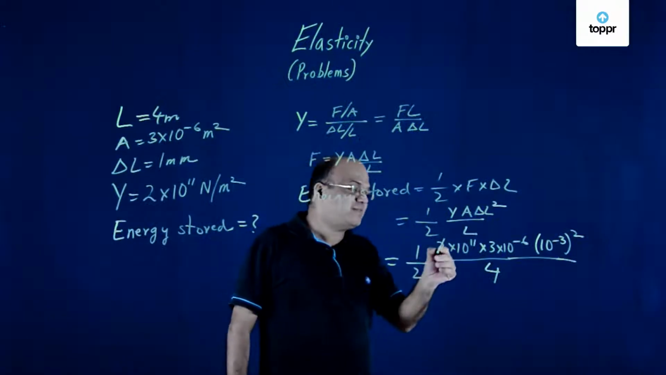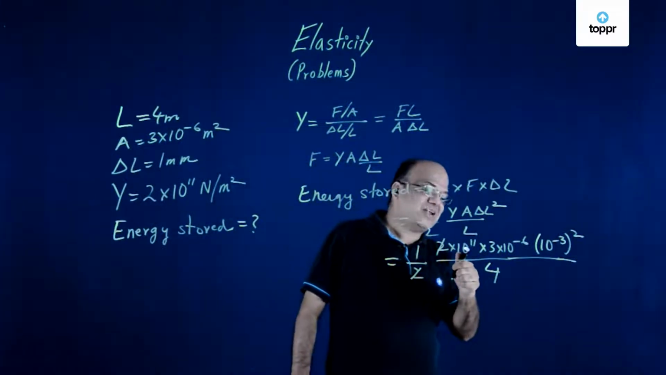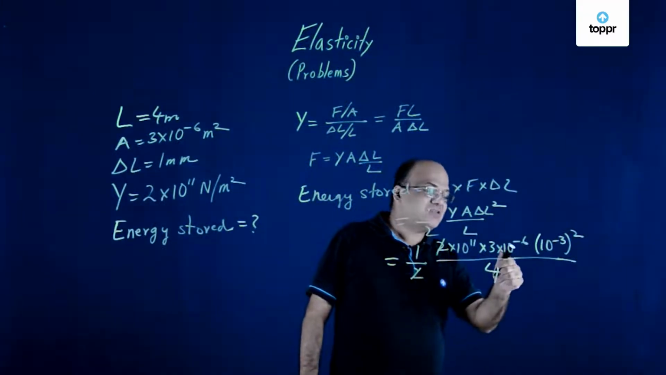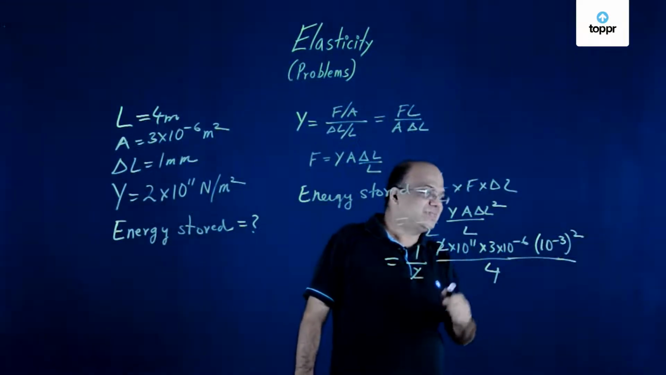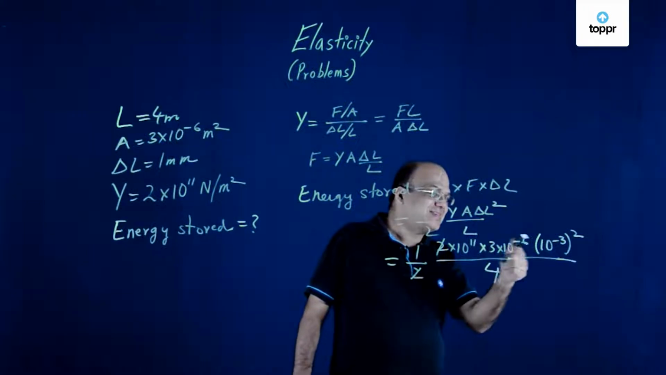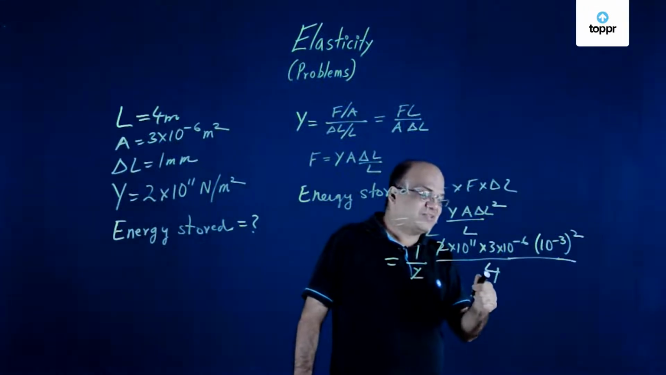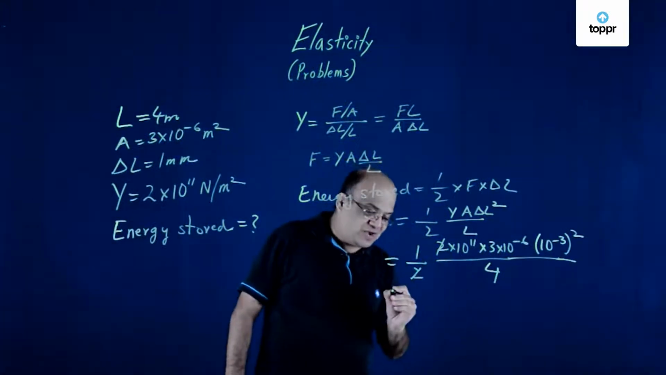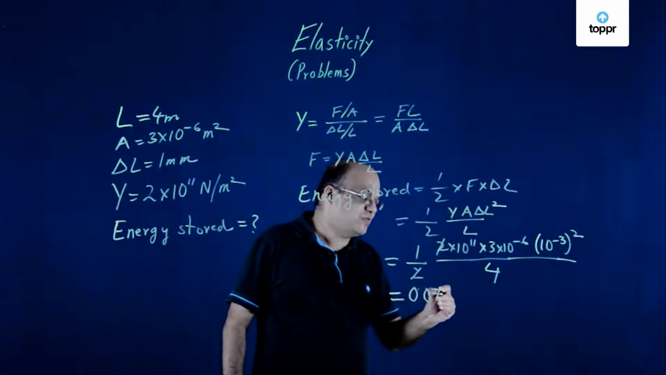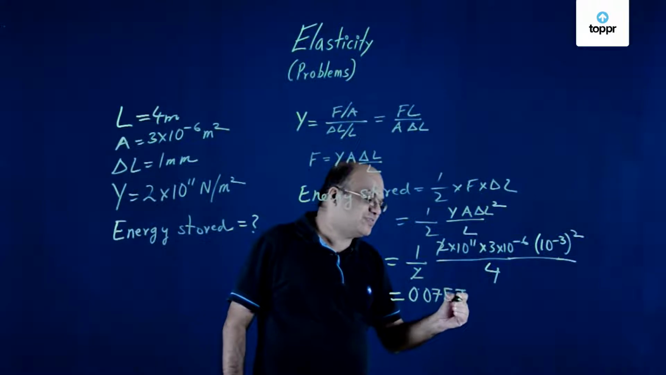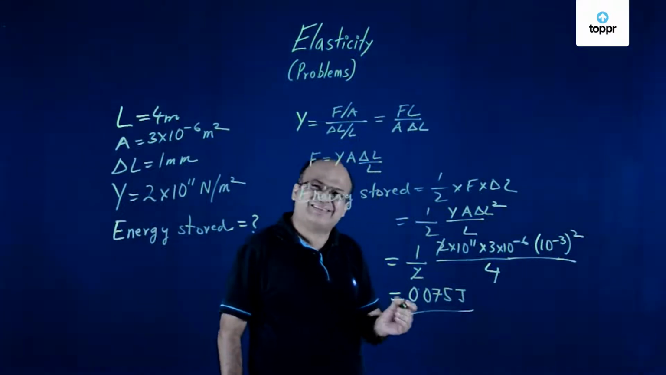This 2 and 2 cancel out. This 10 to the power 11 is there. Here 10 to the power minus 12 is there. So you get 10 to the power minus 1. Right? And this is 3 by 4. That is 0.75 into 10 to the power minus 1. This will give us 0.075 joules. That's all. Right?